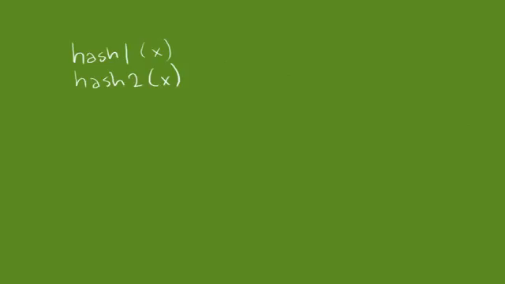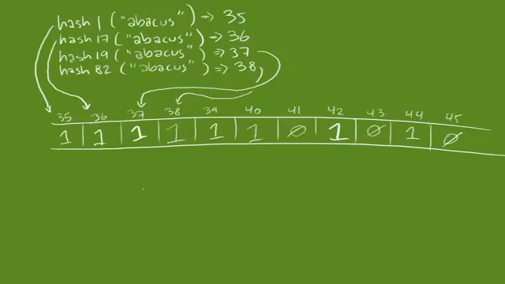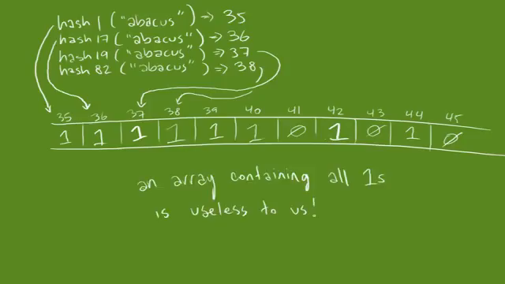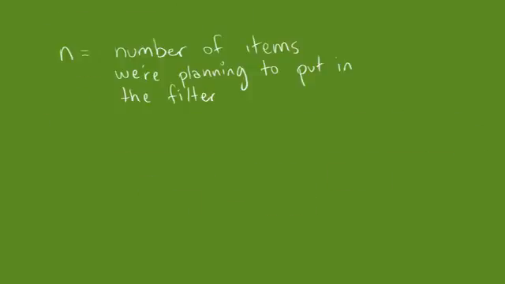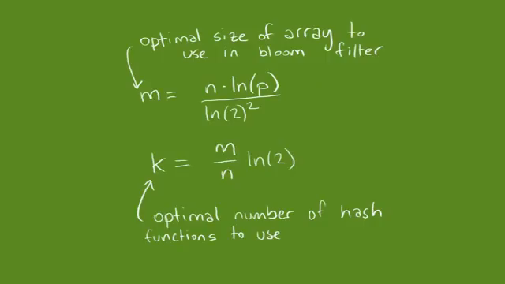So if 1 or 2 extra hash functions is better, why not use dozens of them, even hundreds of them? Well, there's such a thing as going overboard. If we set too many bits in our array, the chances of an unwanted collision start to go up again. There's a sweet spot based on the number of items we're planning to put in the filter and the acceptable probability of a collision.